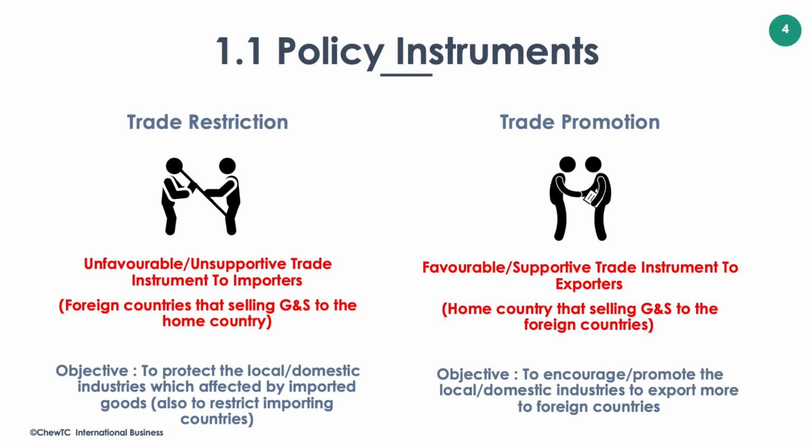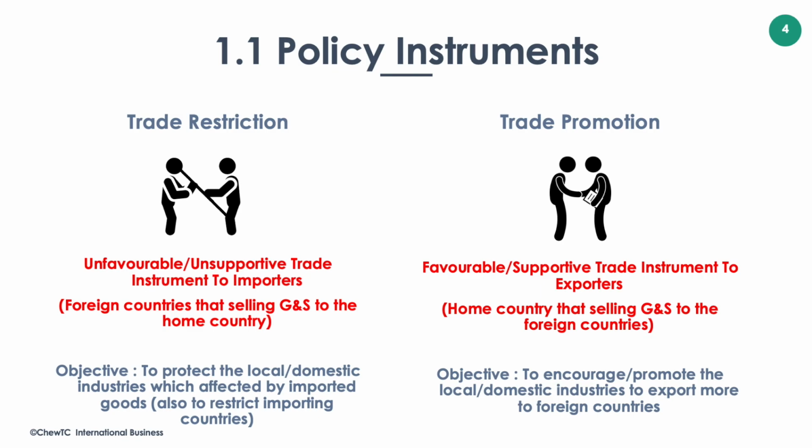Trade restriction policy refers to unfavorable or unsupportive trade instrument to importers. It is imposed on foreign countries that are selling goods and services to the home or domestic country. The objective of trade restriction policy is to protect the local or domestic industry, which are affected by imported goods. Hence, domestic goods will appear cheaper than imported goods. Therefore, demand on domestic goods increase.